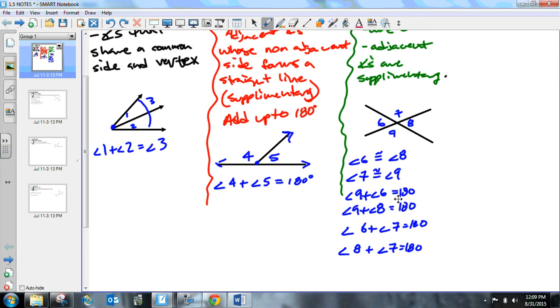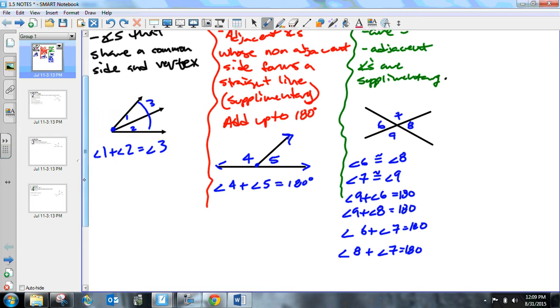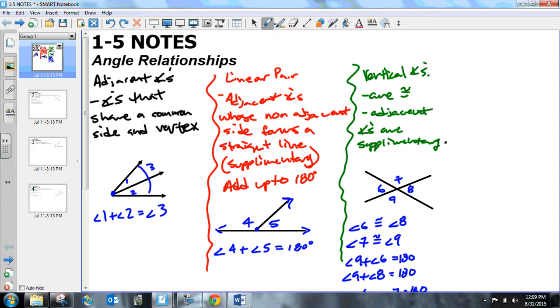Okay, so if I have vertical angles, there's a lot of stuff we can say about that. Okay, let's move on. The last one that we've got is complementary.